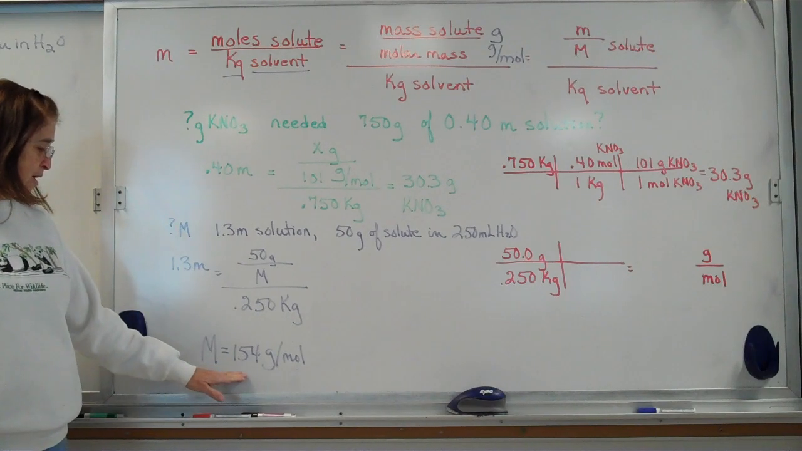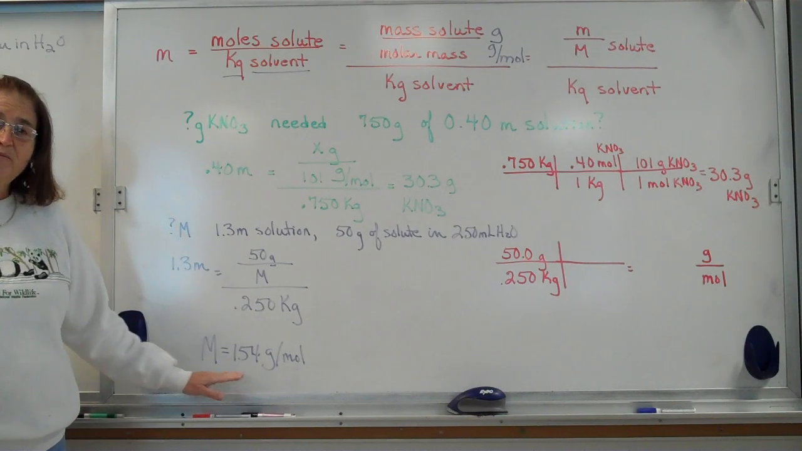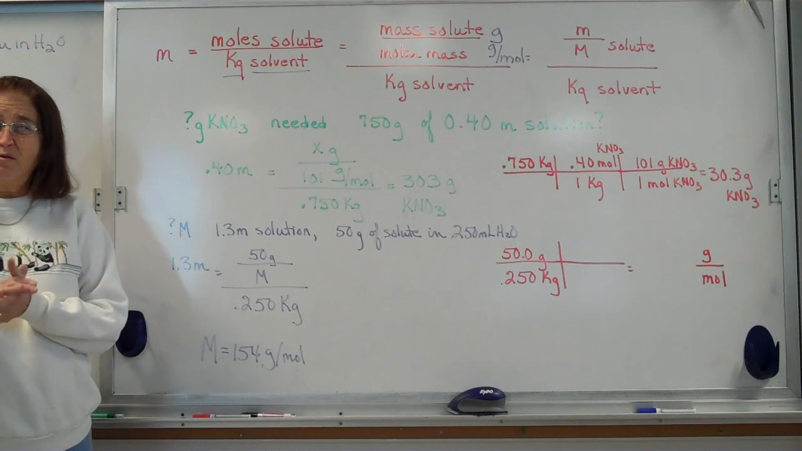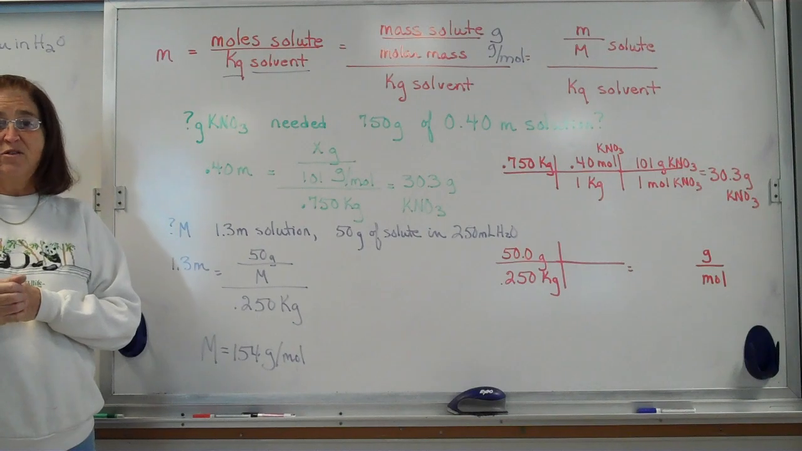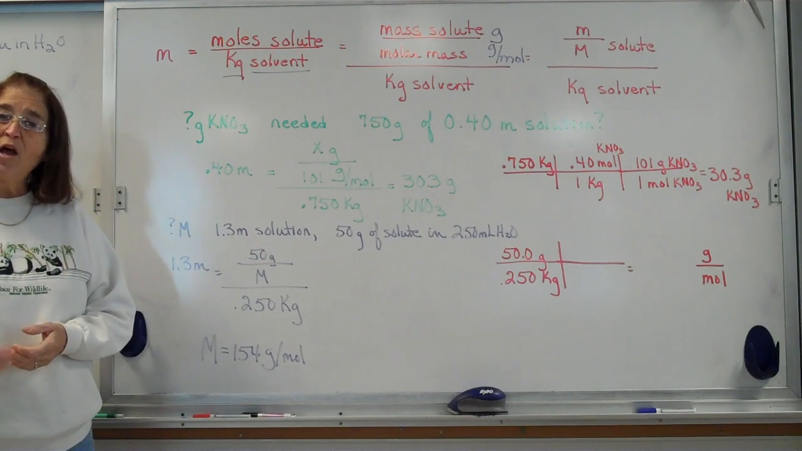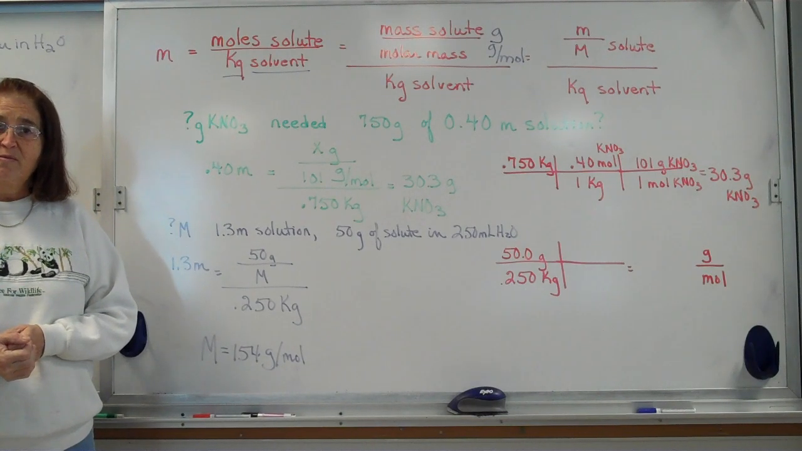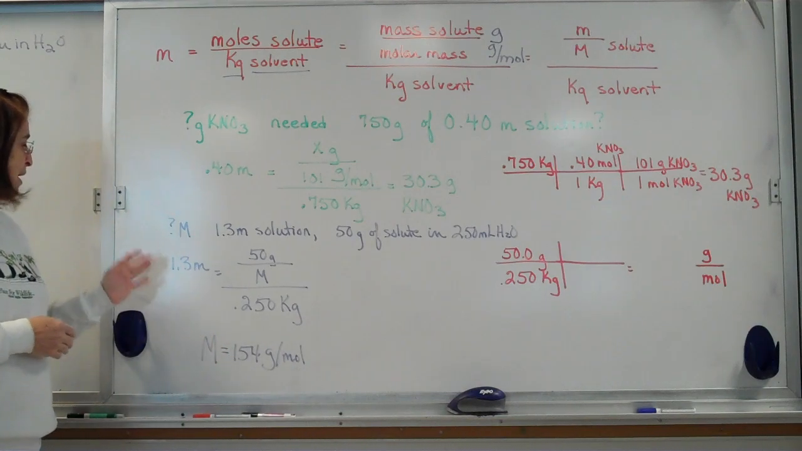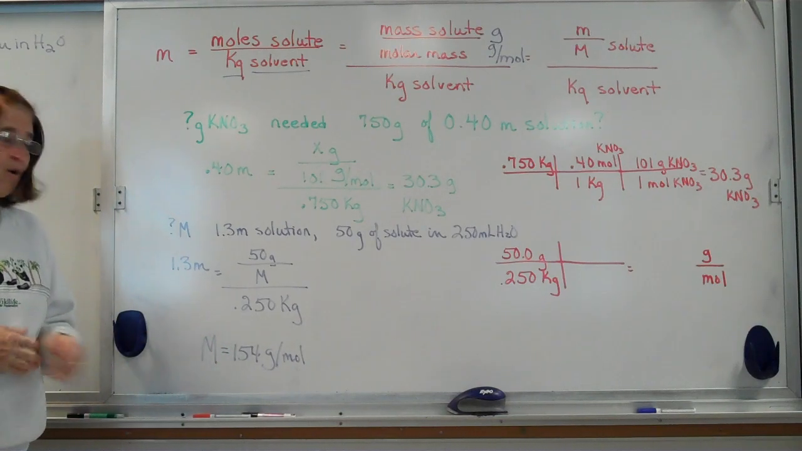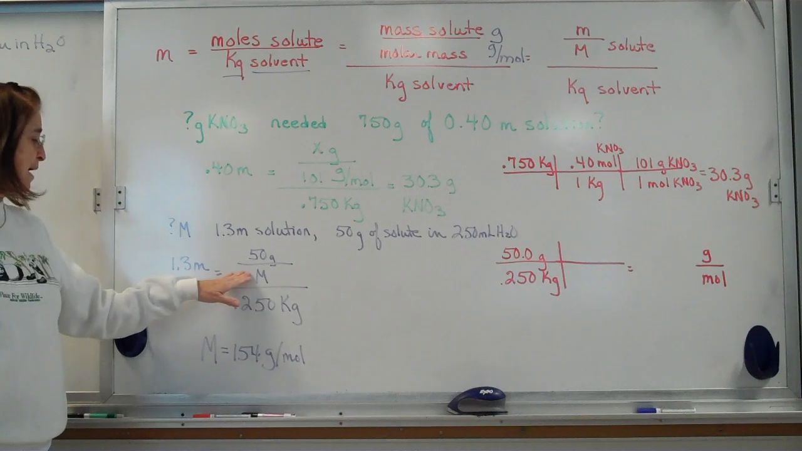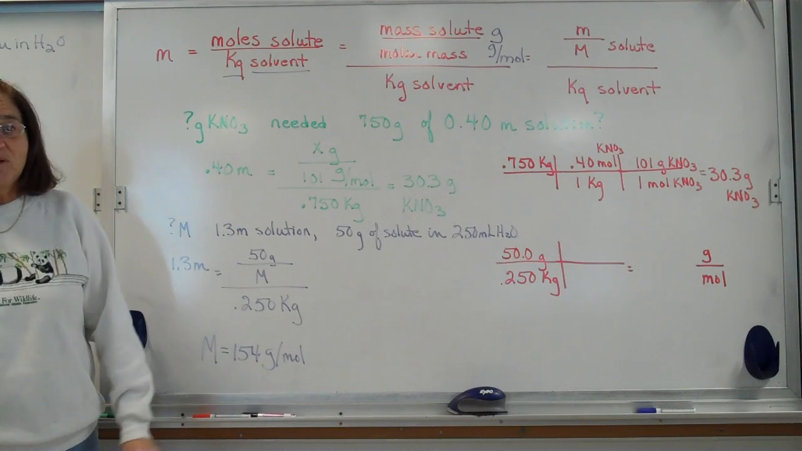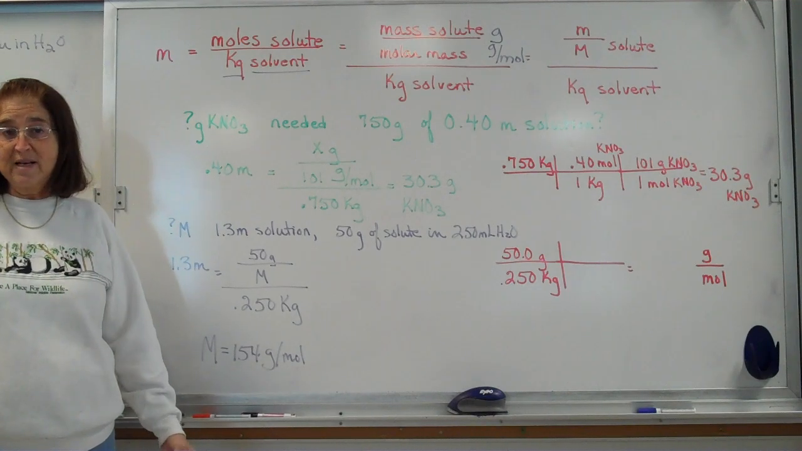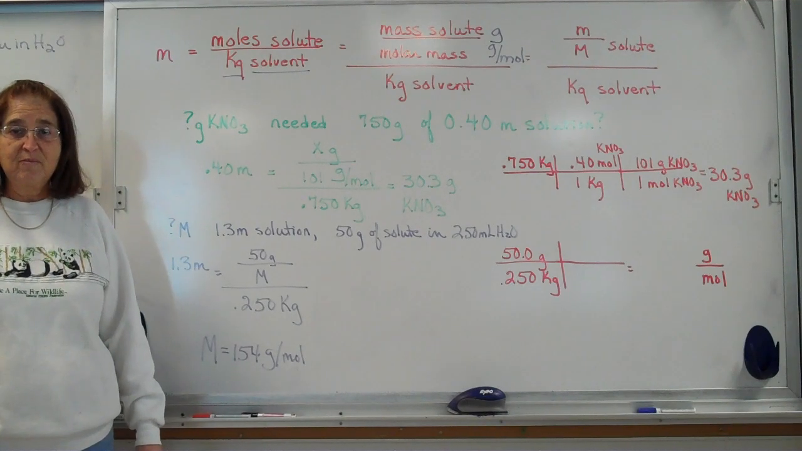My answer, 154 grams per mole. Why is this important to you? Because we are always trying to identify an unknown substance. And here, by using concentration, we can solve for the mass of an unknown solute, and that will give us some clue as to the identity of the solute.